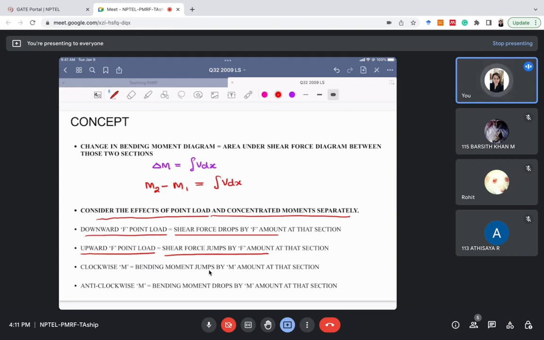Whenever we have an upward point load, suppose this is a part of a beam and we have an upward point load F. So if the shear force diagram was going like this, it will jump suddenly like this. So it will have a sudden jump at this point. Okay. The other point is clockwise moment. If there's a clockwise moment M, then the bending moment jumps by M amount. So clockwise moment M will jump the bending moment diagram by M amount. Anti-clockwise moment M will drop the bending moment diagram by M amount.